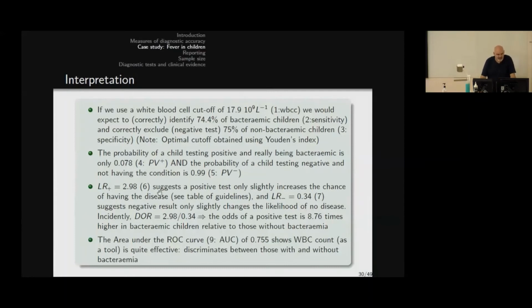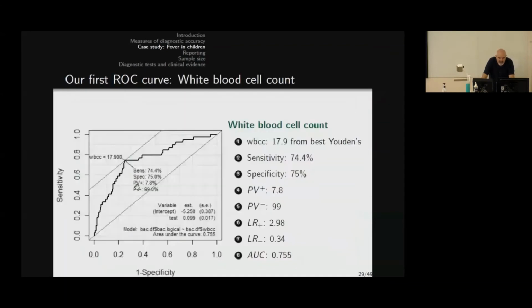Talking about the likelihood ratio, 2.98 suggests that a positive test only slightly increases the chance of having the disease. In other words, taking somebody's white blood cell count will rule somebody in to some extent, compared with just closing our eyes and saying, you have the disease, you don't have the disease, all right? So how informative is white blood cell count in telling us someone has the disease? It's 2.98, and how would I work out whether that's good or not?